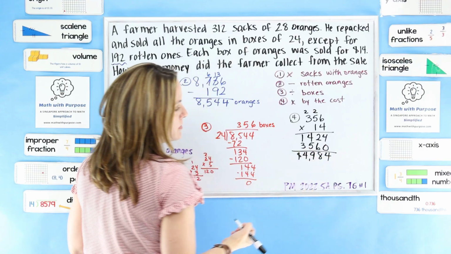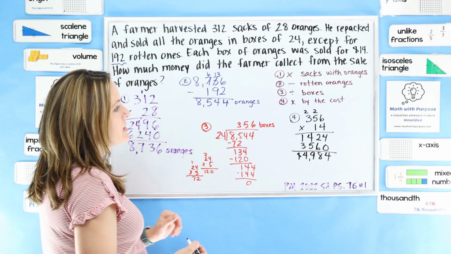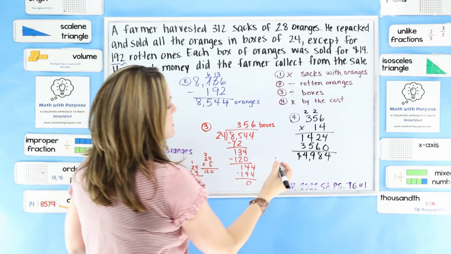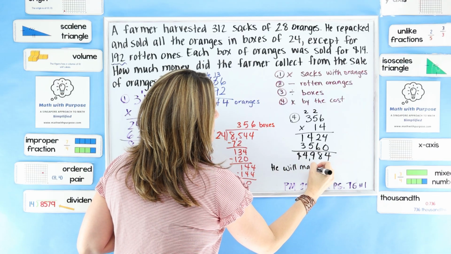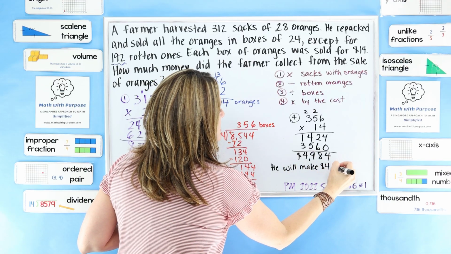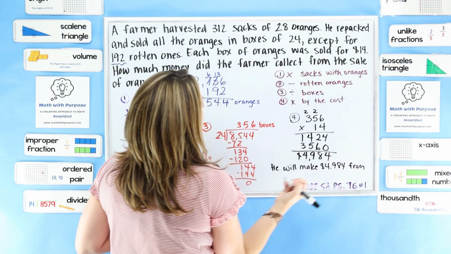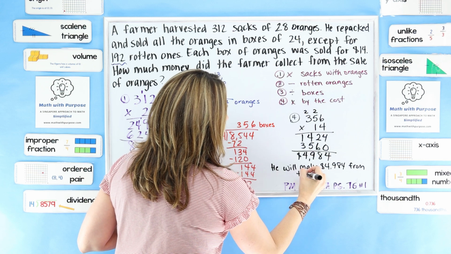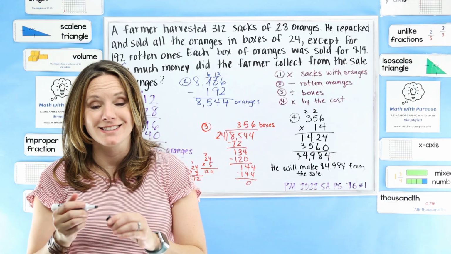Now remember, this is money, right? So here we have our total, right? He is going to make, so let's do this. He will make $4,984 from the sale, right? He's going to do that. That's a lot of work. That's a lot of steps.